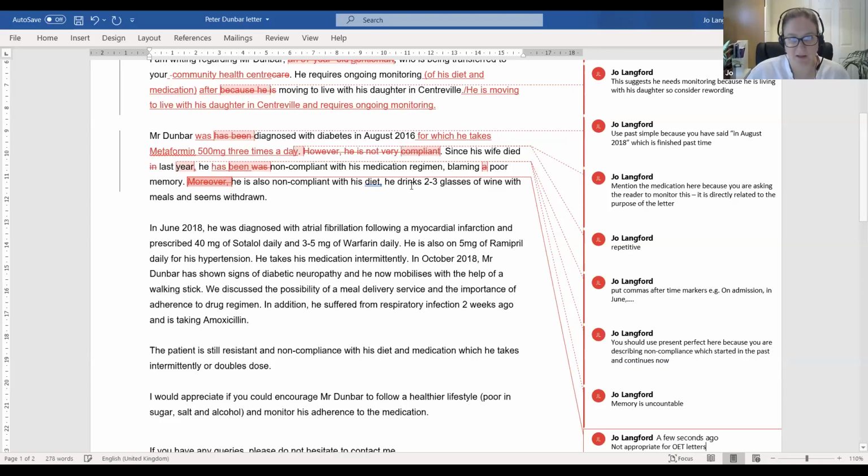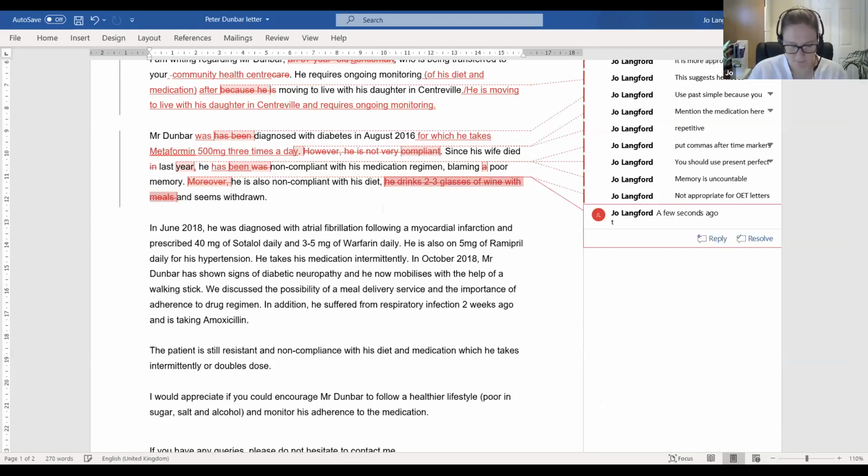Okay, with his diet, he drinks 2 to 3 glasses of wine with meals and seems withdrawn. Now, this is no longer true. The 2 to 3 glasses of wine was at the beginning when his wife was still alive. Yes, he still has high alcohol intake, but I don't think we can add the specific using the present tense. It's incorrect. So I would cut that out. This was in the past.